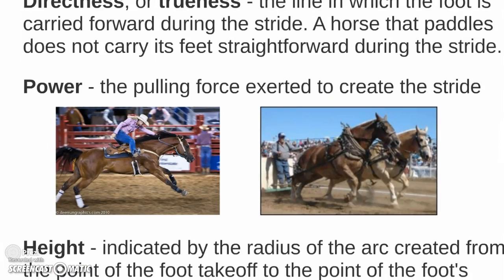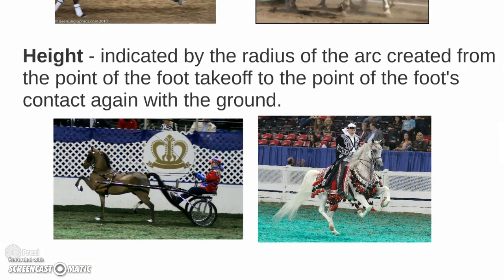Power: pulling force exerted to create a stride. Height: indicated by the radius of the arc created from the point of the foot takeoff to the point of the foot's contact again with the ground. Basically, how high they lift their legs.